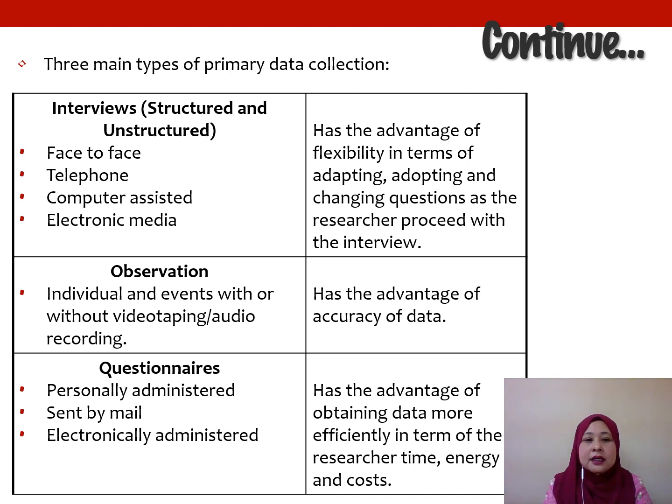Right, so look at the column here. In the column on your left-hand side, you have interview, structured and unstructured. You have observation. You have questionnaire. On your right-hand side is the explanation of each type of primary data collection.